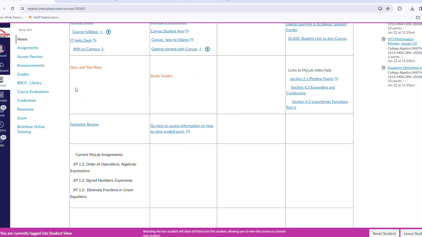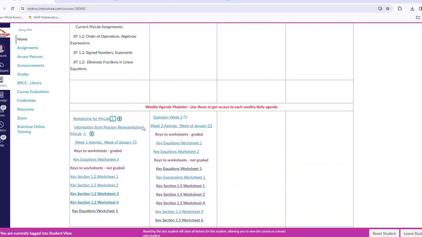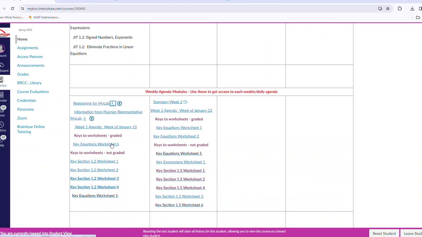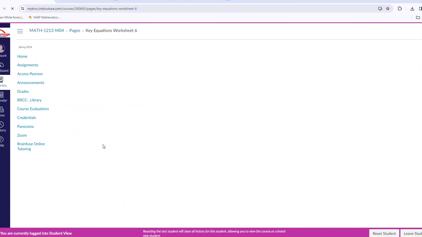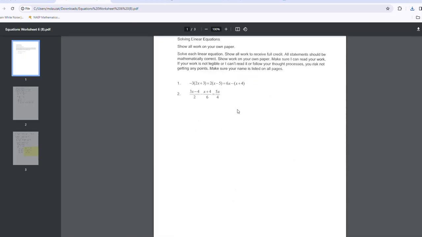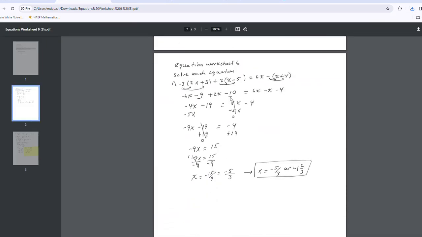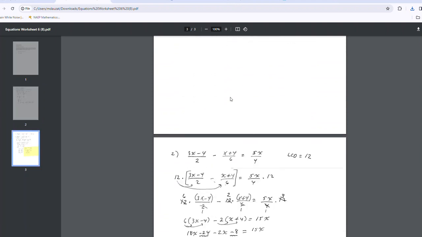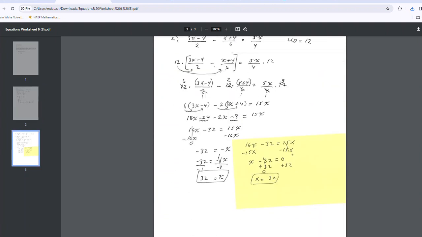Okay. And then the other thing I want to remind you of is that the key to the worksheet you just turned in is right here. So the key to worksheet 6, remember that was due yesterday. So your grades are posted, and there's a key. So there's a PDF, and then there's a video. So if you download the PDF, and then you open it up, there's the key. All right, so there's number 1, and then number 2, the steps I was expecting you to do.